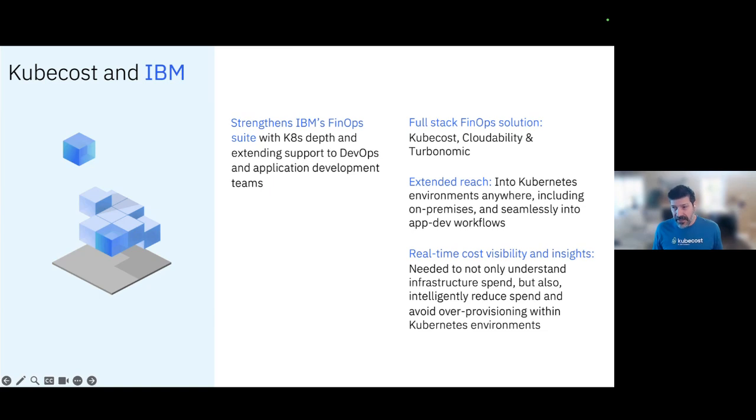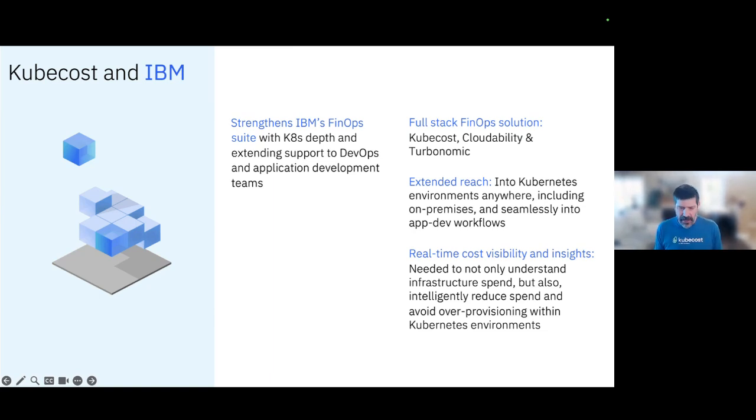You might be running Kubernetes on IBM mainframe to take advantage of the density capabilities. You might be running it on-prem for non-production environments, either for security reasons or privacy reasons or for cost savings reasons. And yet you still want to be able to do the same kind of calculations, allocations, showback, chargeback, reporting, etc. about those on-premise environments. And Kubecost is a self-hosted, customer-managed solution that works in any on-premise Kubernetes environment, including air-gapped.